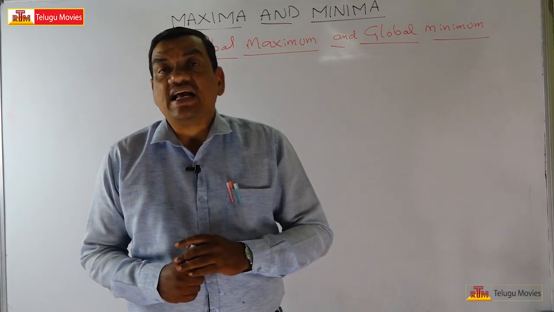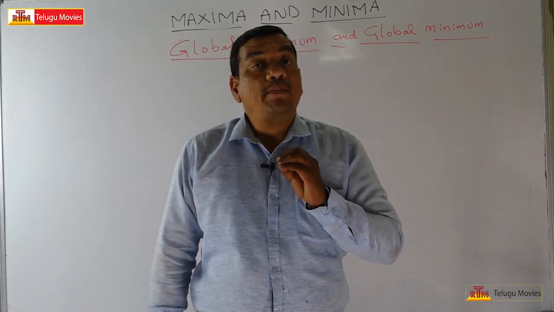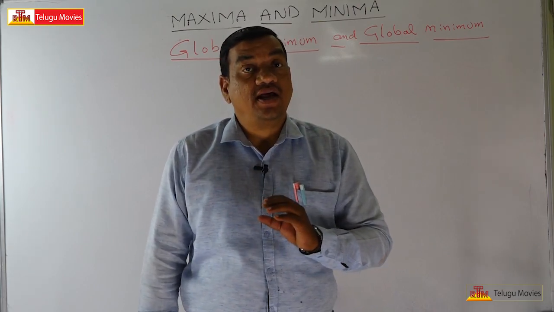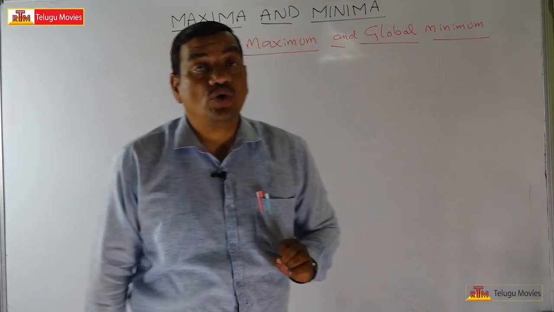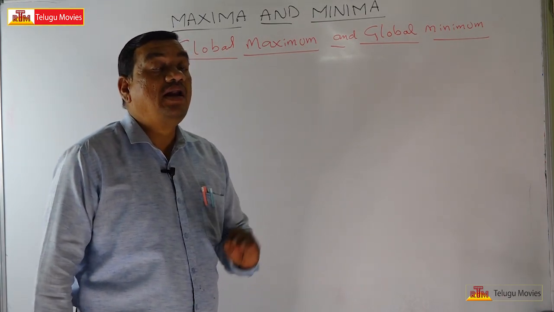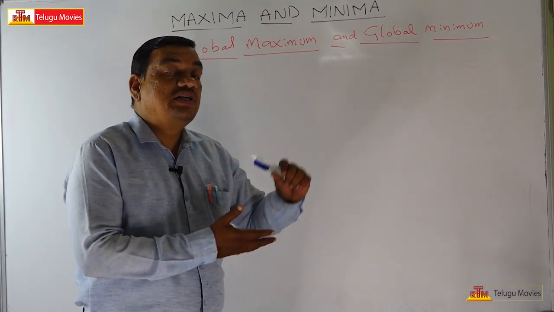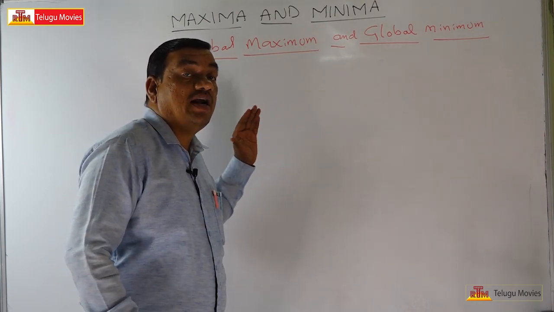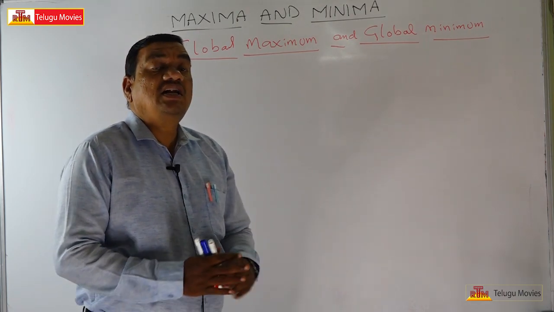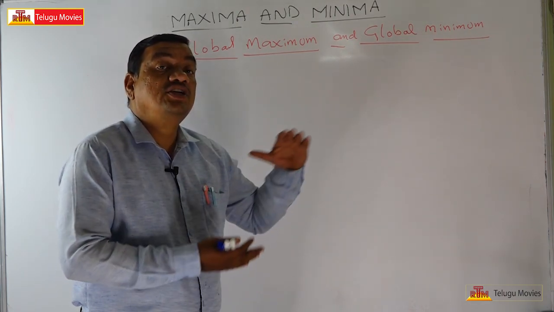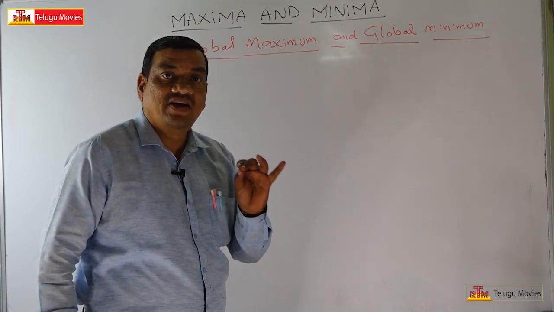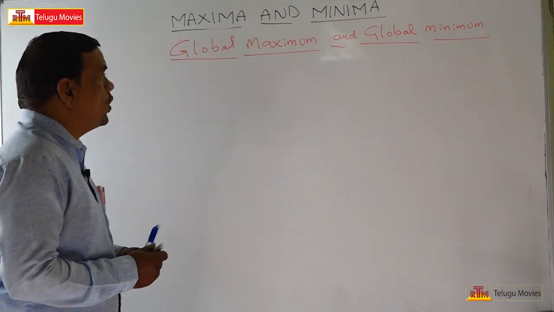In the previous class I explained local maxima and local minima. We learned a lot of things there. Now I am going to explain what is global maximum and global minimum. There is a difference between local maxima and global maxima, local minima and global minima. Generally students get confused in these two concepts, so I am going to explain very detailedly and very clearly. So what is global maxima?